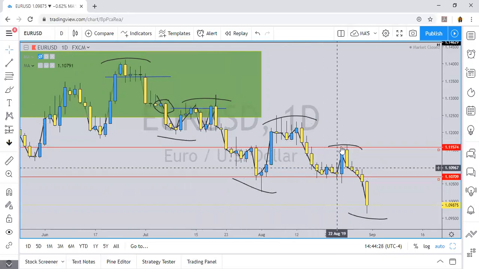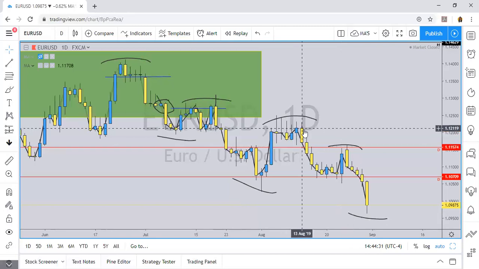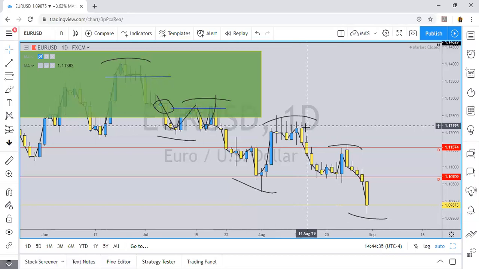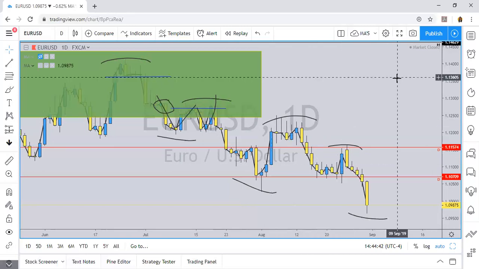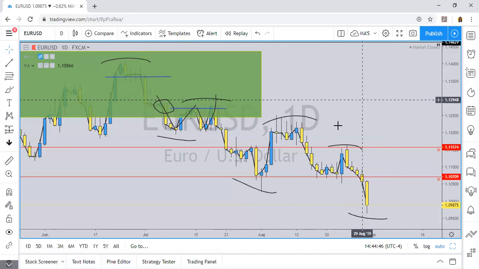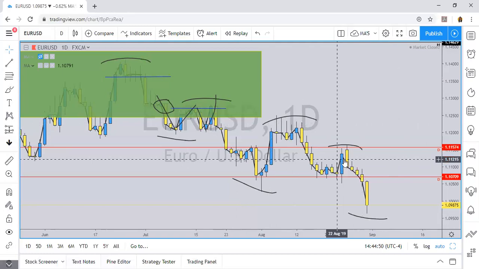It gave us a double bottom, but it is not able to break above this area here. So it's not able to break above this lower high for me to even consider this pair to be overall bullish, a bullish variation or continuation after the retest has been completed. Okay.